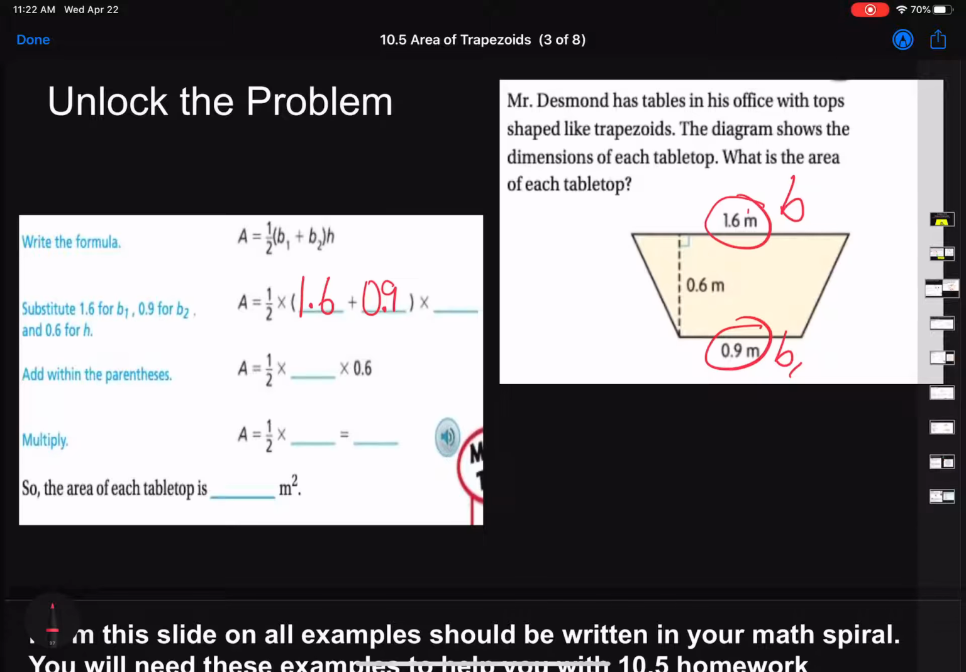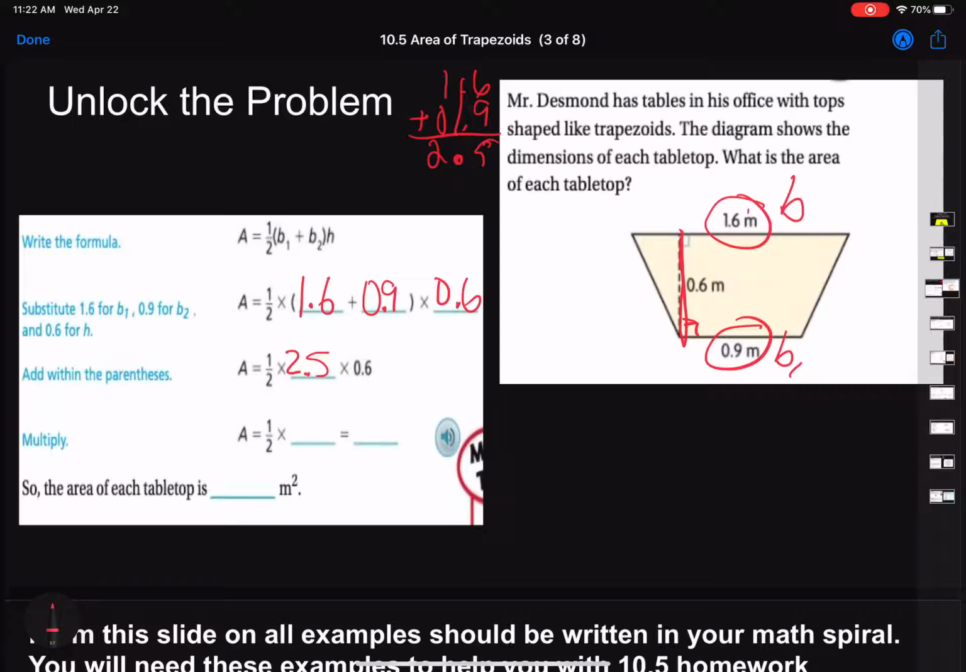And then your height. In this particular trapezoid, the height will be a dotted line inside, because it needs to be straight up and down. It needs to make a 90-degree angle. So that's going to be your 6/10. You're going to take your 1 6/10 and your 9/10, your two bases, and add them up. Then you just bring that decimal straight down. So your sum of the two bases is 2 5/10.